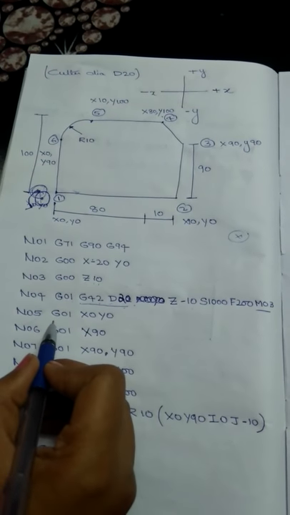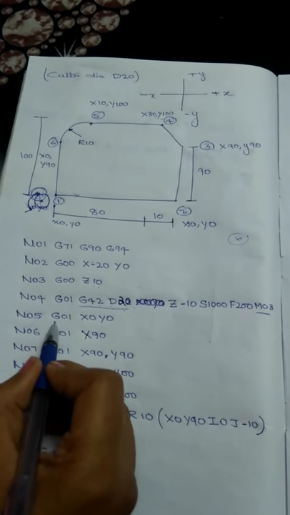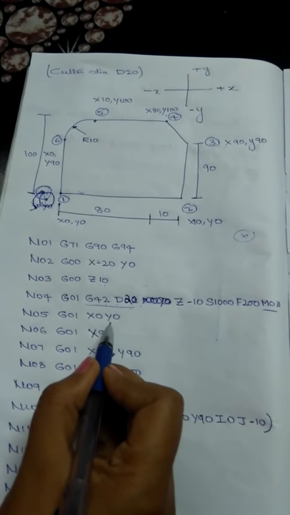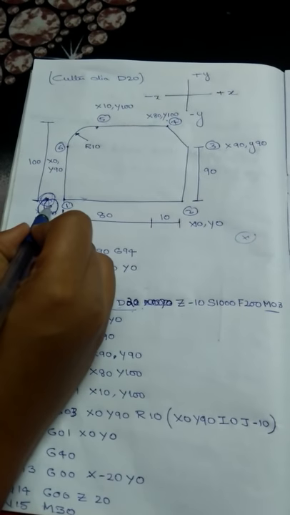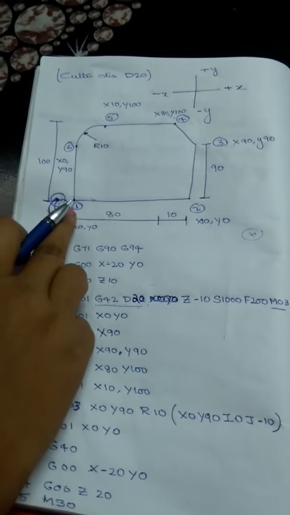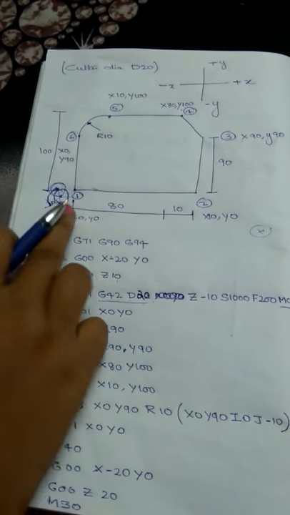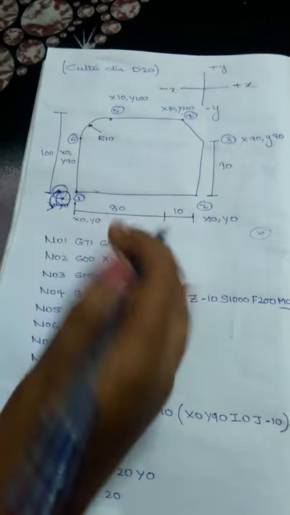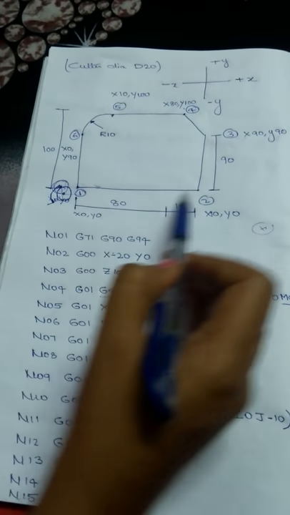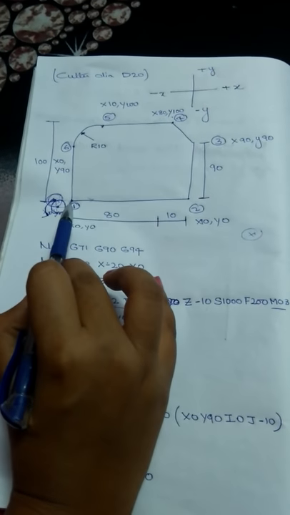Next, we'll move to the next. Now we are going for the position G01. This is feed linear motion. X0, Y0. So the tool has moved to this point. Now, from 1, it has to move to 2. See, point 1 is X0, Y0. What is this point then? This is X0, Y0. So this is the origin.